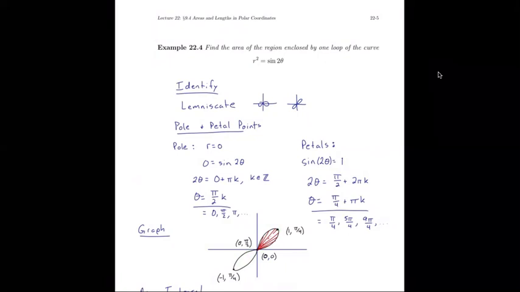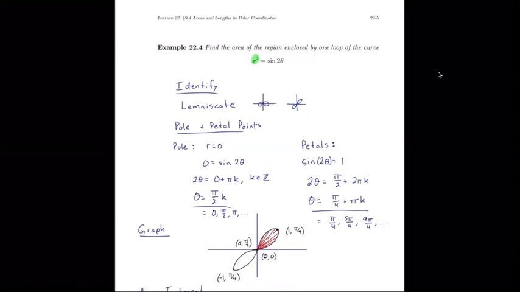The pole and pedal points that we need to find are done the same way that we've done in the past. R is 0, or r is 1, where this function is at a maximum value, which is +1. Note that it can't be -1, because r squared isn't equal to -1. There are no real radial values that correspond to r squared equals -1.